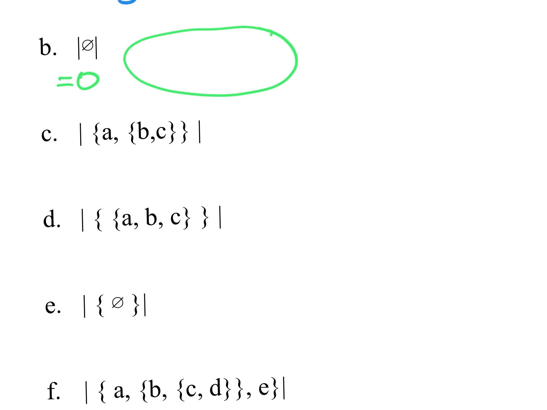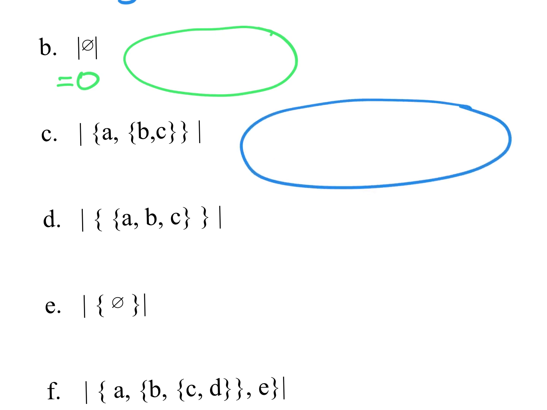So, for example, let's look at part C. In part C, I'm asking what's the size of this weird set, right? Well, let's just draw a representation of this set. Here's the set, and what's in it? When I look at what's in here, there's actually 2 things. There's an A by itself, and then there's another set that has B and C in it, right?